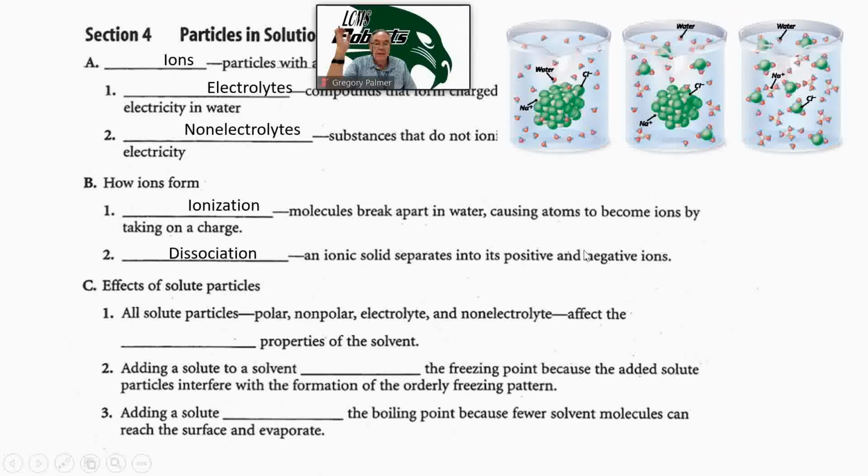Dissociation is when an ionic solid separates into its positive and negative ions. So this is what's happened over here. The particle is dissociated. They were associated when it was a crystal, and now they're unassociated, or dissociated, when they've broken apart and dissolved.